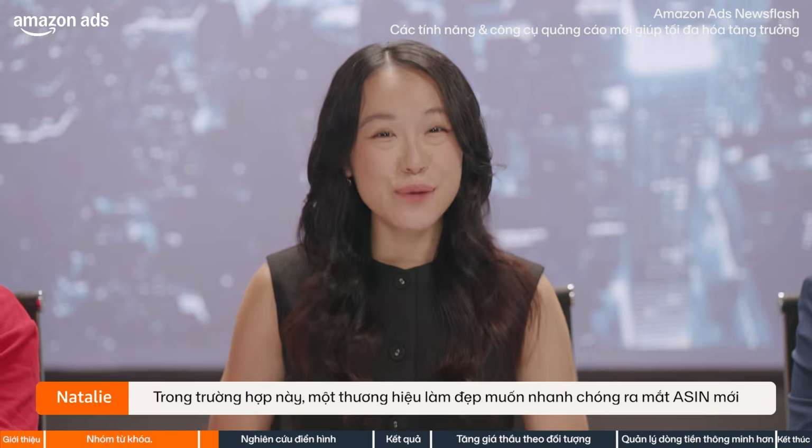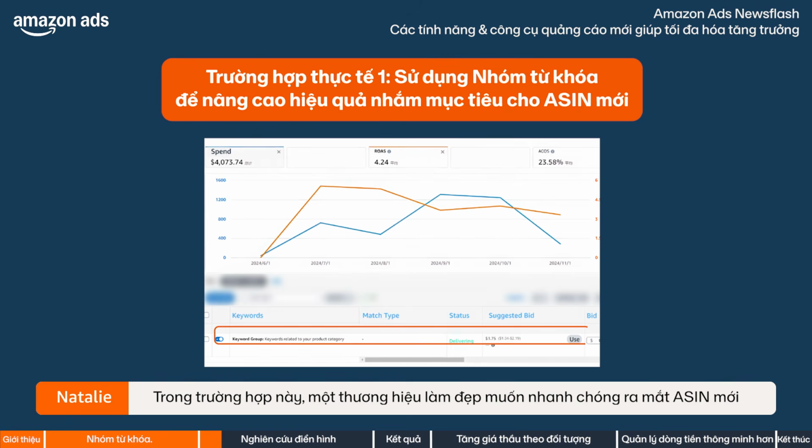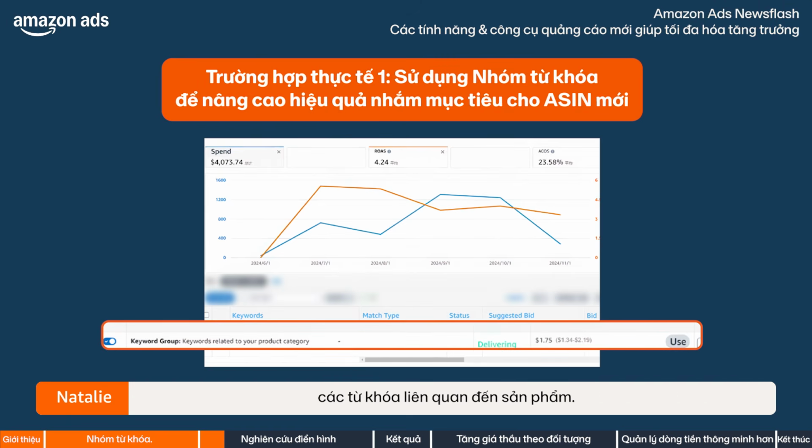In this case study, a beauty brand would like to quickly launch a new ASIN by expanding traffic and accumulating more keyword insights for their product. For many new sellers, the golden launch period for new ASINs is precious, and the traditional cold start process transitioning from automatic targeting to manual targeting is time-consuming. Sellers hope to accelerate traffic acquisition by leveraging both automatic targeting and keyword targeting from the beginning.